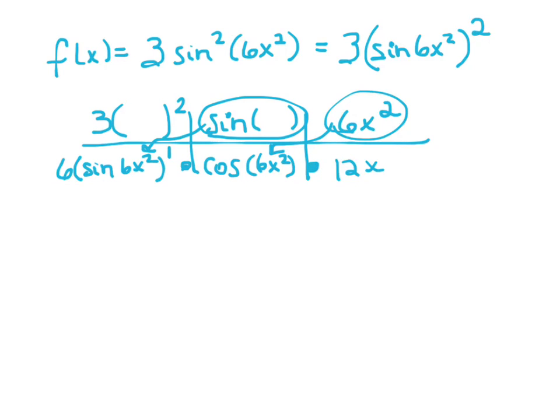There we go. So for our final derivative, we're going to multiply all of these together. And it looks like I'm going to multiply the 6 and the 12 together. So we got 72, and I'm going to bring that x to the front. Typically, if we have x's, they go in front of trig functions. 72x times sine of 6x squared times cosine of 6x squared. And that would be our final answer.